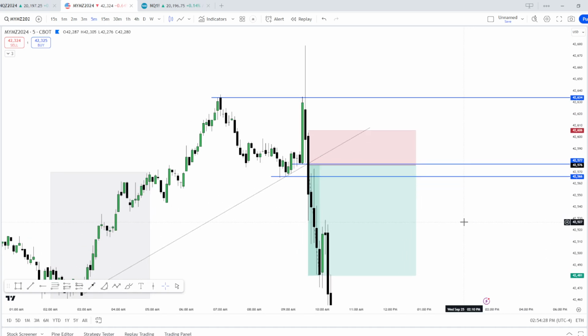So hope that covered it. Very simple strategy. It's not something that should be complicated or overthought whatsoever. So I hope that helped.